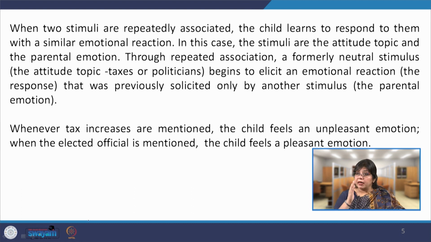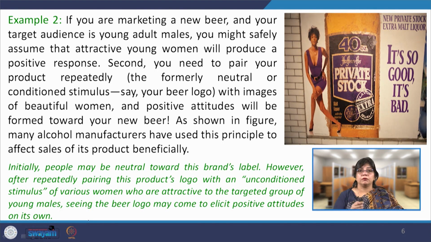Observation is there, but in technical language, the observation has been made by the child based on the pairing or association of the stimulus: the parents' emotion, the topic of attitude, that is taxes, and the non-verbal behavior which is exhibited in the form of their emotions, and the child also evokes a similar reaction. So, this is how classical conditioning helps in the formation of different attitudes.